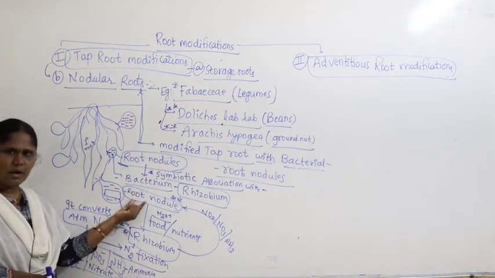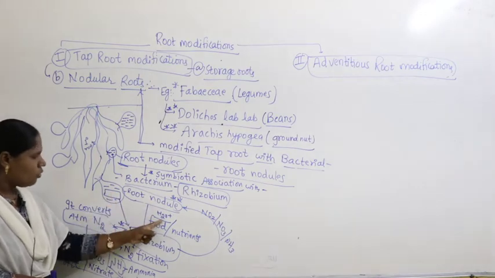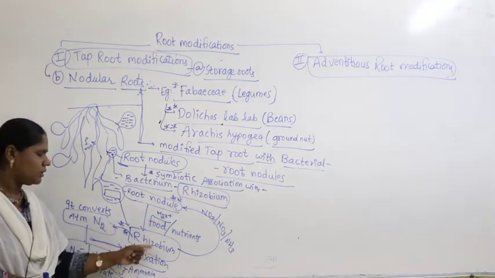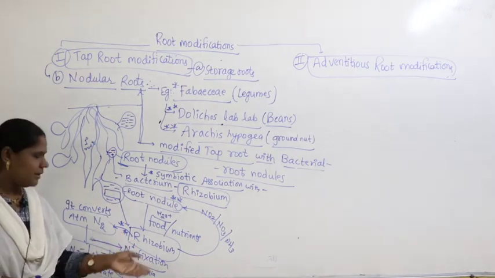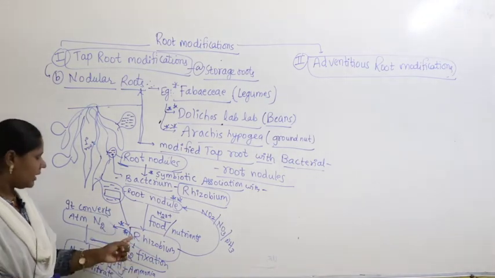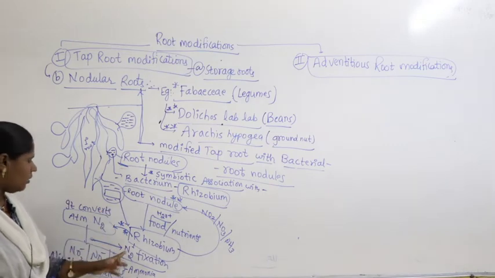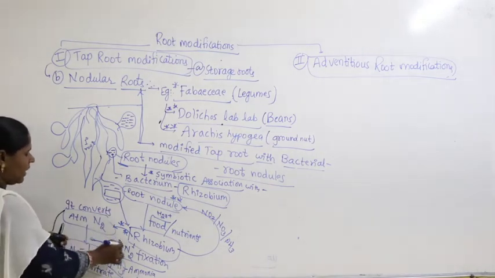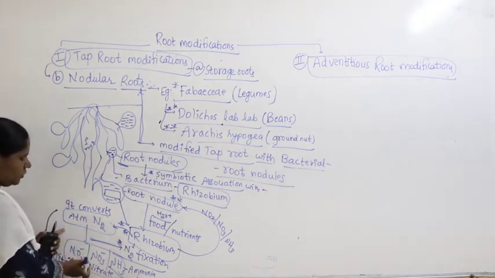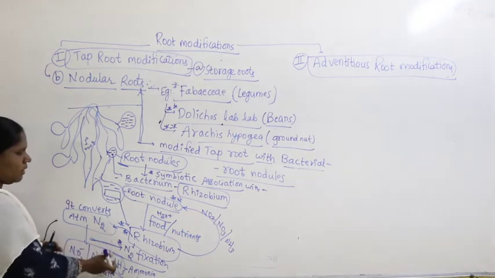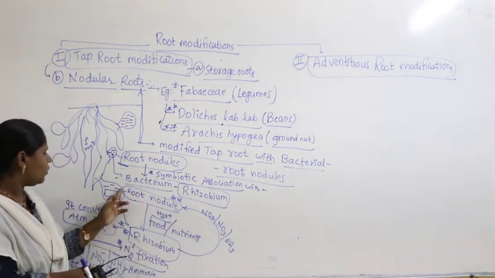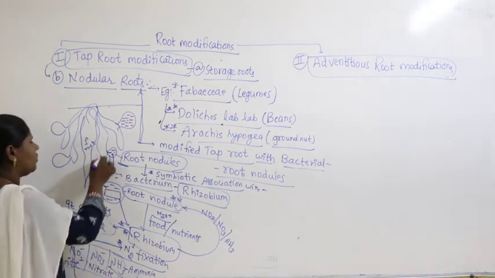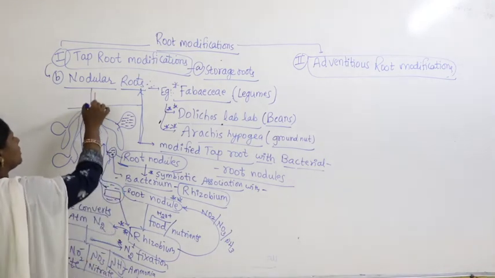How are they beneficial to each other? The root nodule gives shelter, water, food and nutrients to Rhizobium, which is a bacteria. In return, what will Rhizobium do? It has a wonderful mechanism called nitrogen fixation. It will convert atmospheric nitrogen into nitrite, nitrate or ammonia. It will give nitrite, nitrate, ammonia to the root nodule. The root nodule will give it to the root, and the root will give it to the shoot system.